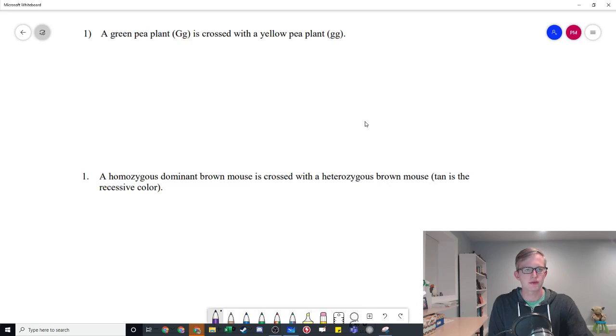I'm going to be going through some problems involving Punnett squares. You've been assigned a few problems of a couple different types, which are asking you to look at the probability of certain types of outcomes when you mix certain individuals who have particular traits.